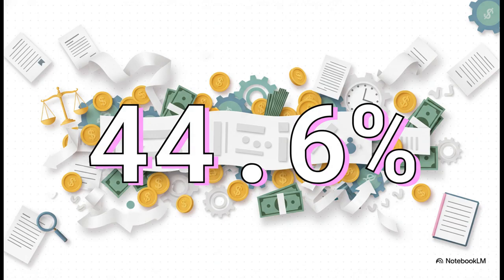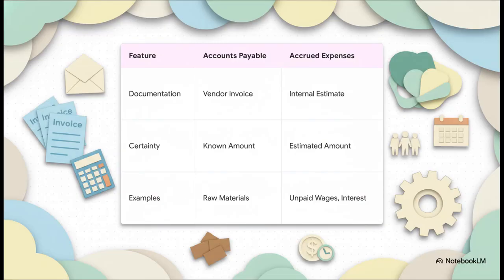If a company decides not to take that discount just to hold on to their cash for an extra 20 days, well, that's the same as taking out a loan at a shocking 44.6% annual interest rate. It's an incredibly expensive mistake. This table gives you a really clean way to separate the 2 main types of these day-to-day liabilities.